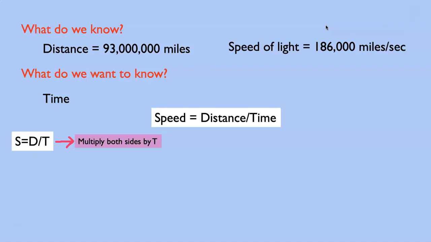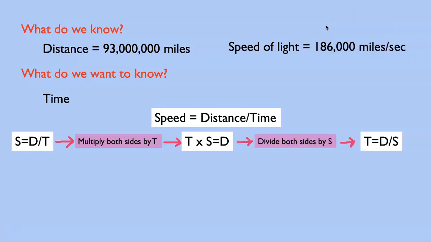So we can multiply both sides by t, and that gives us t times s equals d. Then we could divide both sides by s, and that gives us t equals d over s. Some of you have no problem rearranging variables. Some of you are challenged by this. Remember, there's a great website called The Math You Need When You Need It that helps you with rearranging variables.